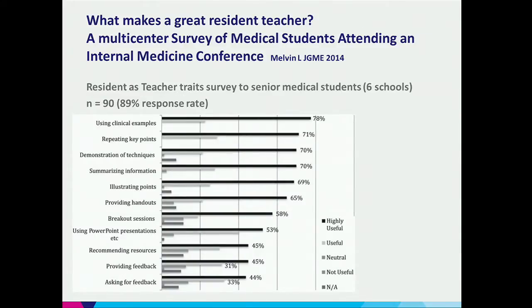So in terms of the consumer approach to what makes a great resident as teacher, a survey of students asked, what do you look for in a great teacher? You can see here that students like what's going to help them retain their knowledge, what's clinically relevant. I was interested that feedback, either providing or asking for it, wasn't necessarily high up on the scale of things students wanted to see.